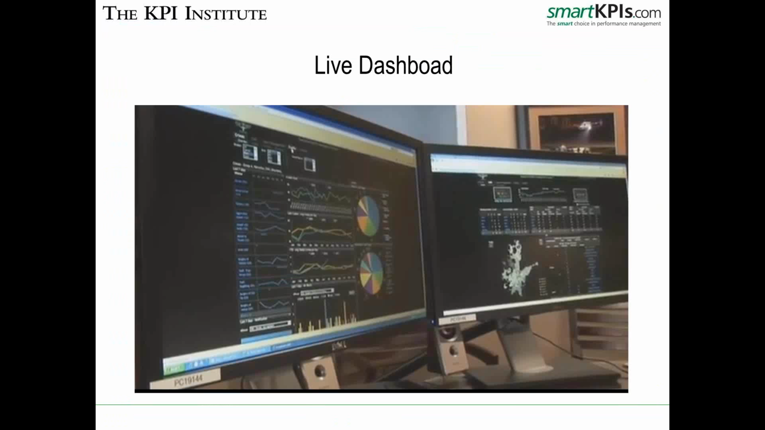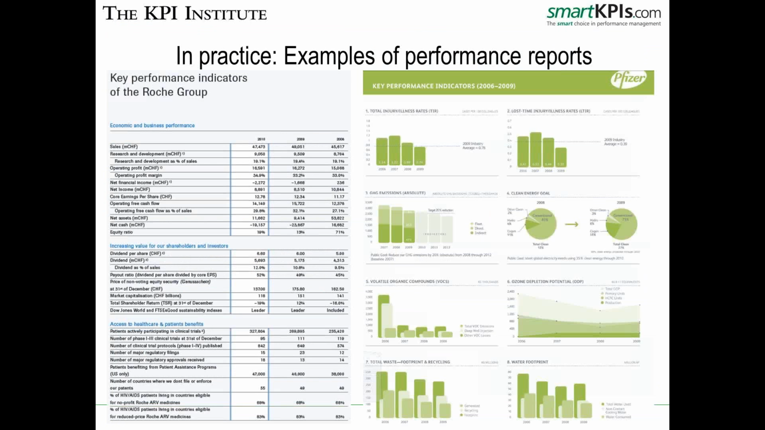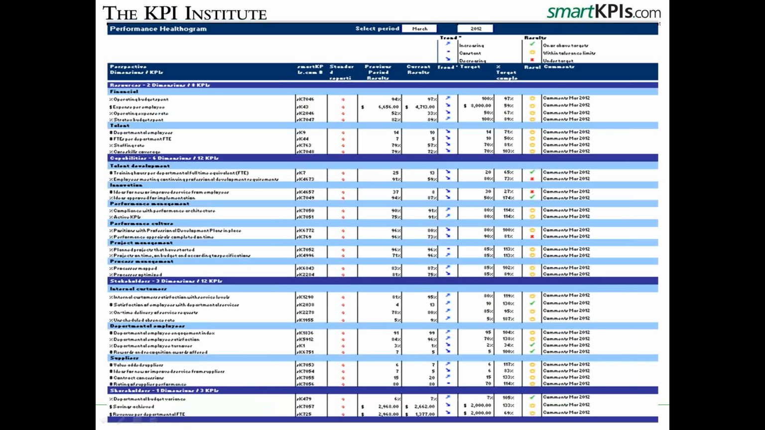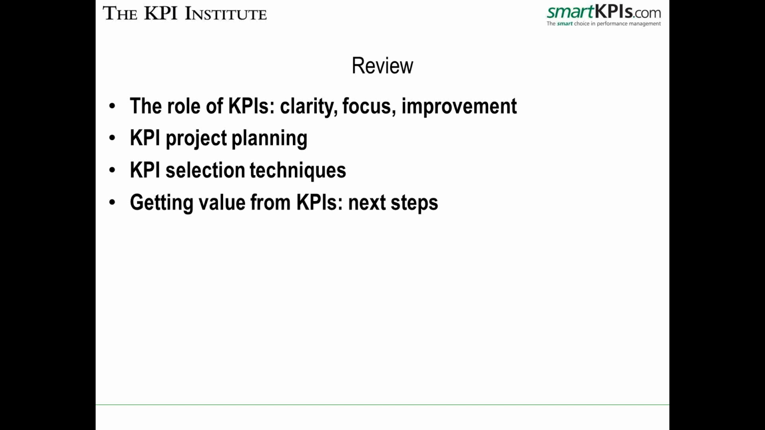Well, with that, we covered scorecards, keeping track of the achievement of certain objectives, dashboards, and healthograms as options for performance reporting as aggregating tools for KPIs. And finally, let's take a look at the main topics covered today. We looked at the importance of clarifying the role of KPIs right before starting rolling out performance improvement projects, KPI implementation projects. So clarity, focus, and improvement.